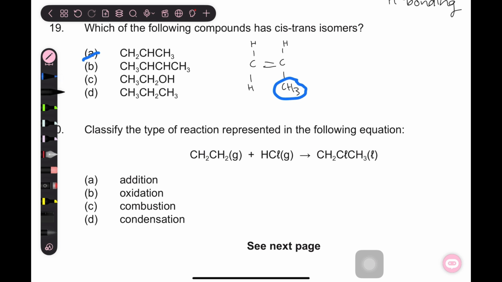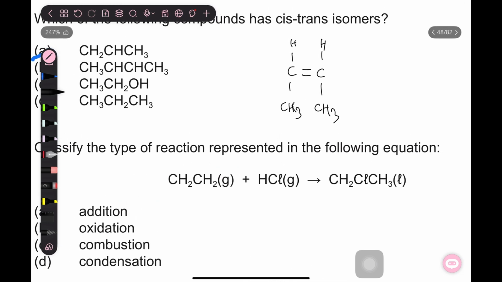So then I'm going to draw out B, and this one looks more promising. I'll just readjust how I've drawn this. Yeah, so this one can do cis-trans isomerism. The reason being is because we have a CH3 here and a CH3 here. So right now they're cis because they're on the same side of the double bond.